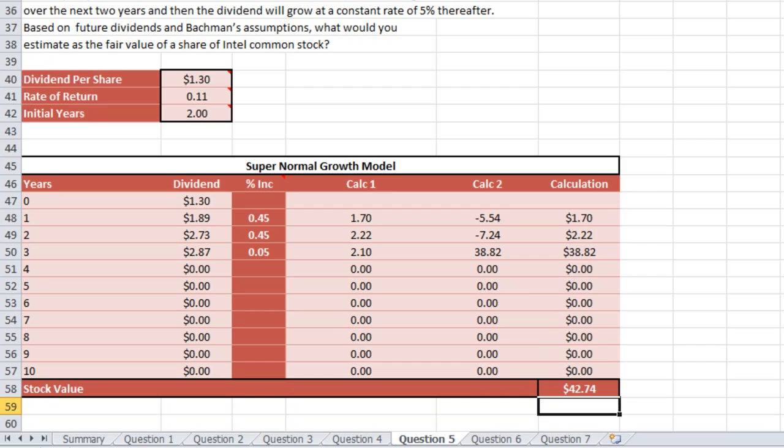I made it so it would be good for the first 10 years. If there's anything after, we can always add in extra rows for it. However, it is pretty simple. The trick with using this particular model is that you want to make sure that you don't forget to keep the initial years at 2. Otherwise, it will be completely messed up for you.